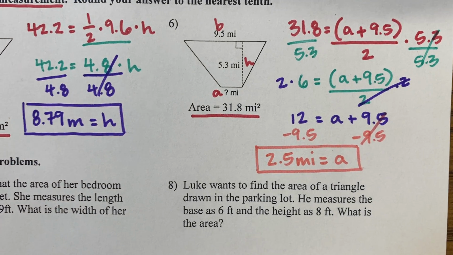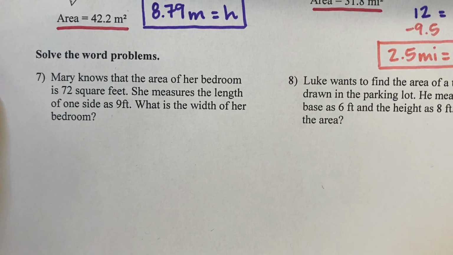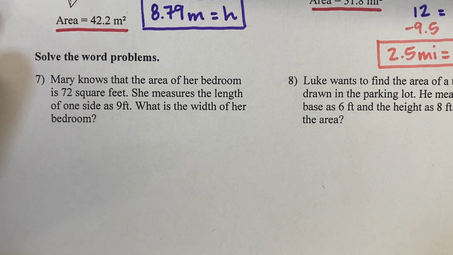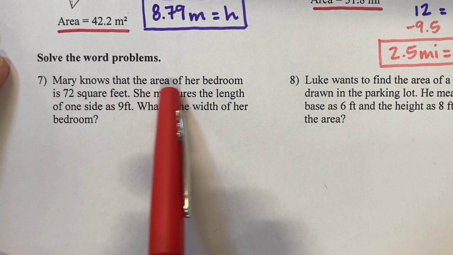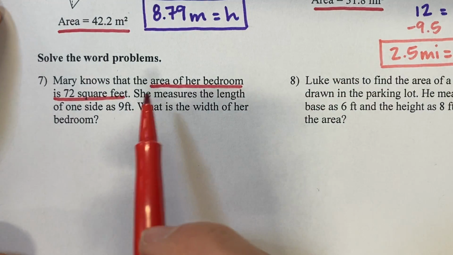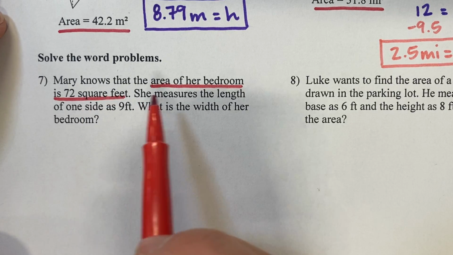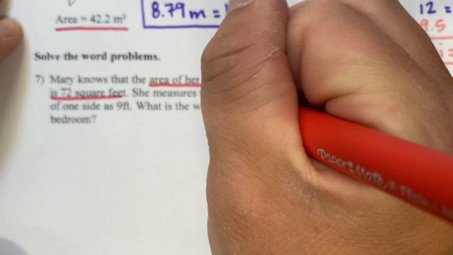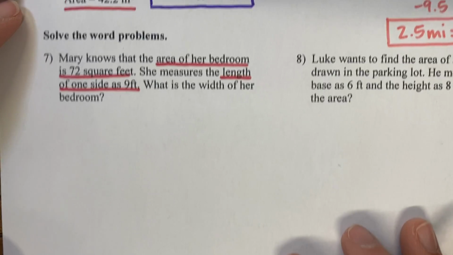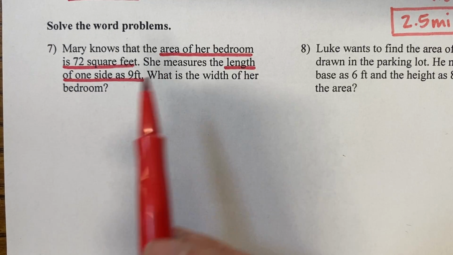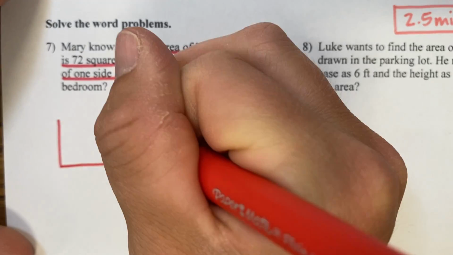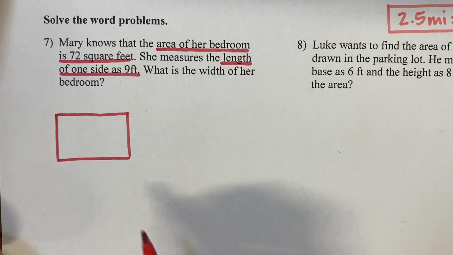Perfect. Okay, now for numbers 7 and 8, it's asking us to solve the word problems. Okay, so what we're going to do is we're going to read these word problems and draw a picture using them. Okay, so Mary knows that the area of her bedroom, I'm going to underline information that I think is important. The area of her bedroom is 72 square feet. She measures the length of one side. Okay, so we know that the length is 9 feet. What is the width? So we're trying to find the width. Okay, well, what shape can we assume that this bedroom is? We can pretty much assume it's some type of rectangle, right? So I'm going to draw a rectangle.